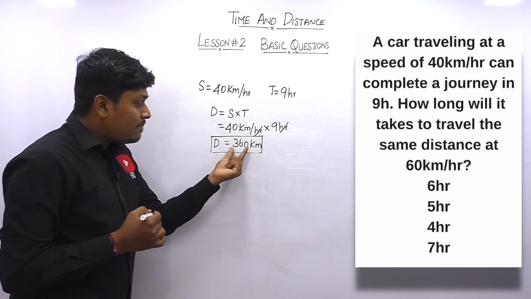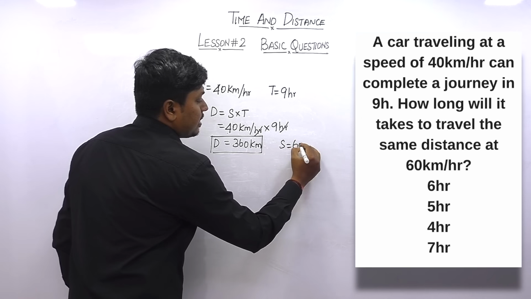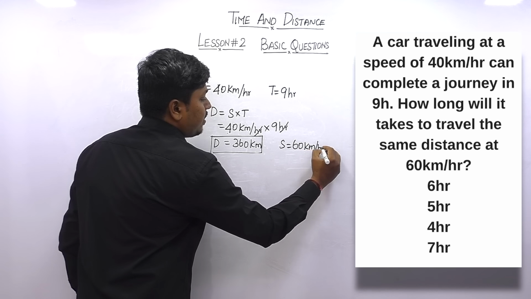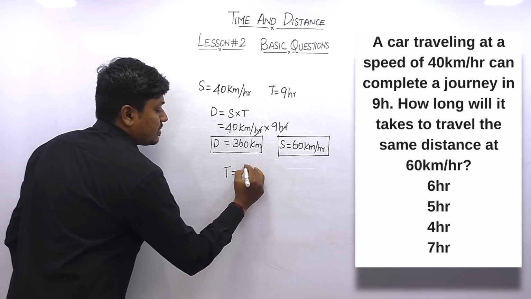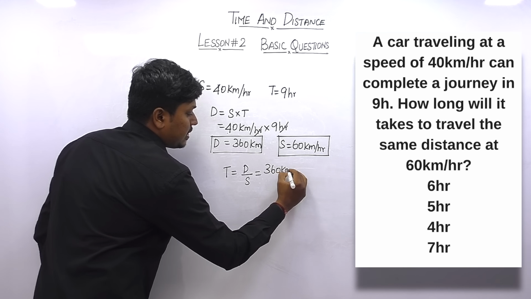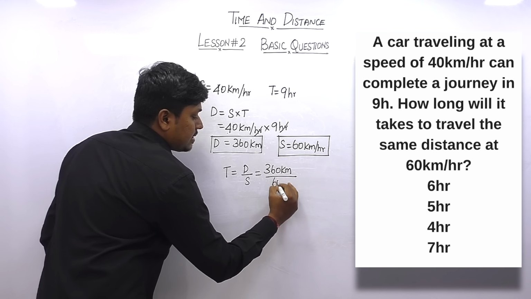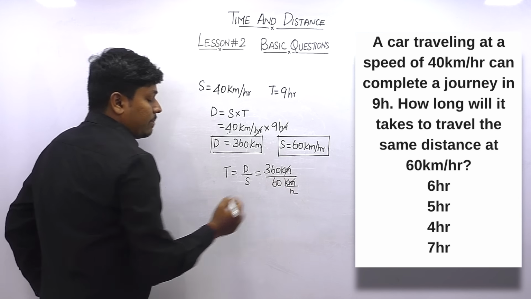And now the same distance they have to cover at the speed of 60 km per hour. So our target is to find the time. So time is equal to distance by speed. So distance will be 360 km, speed will be 60 km per hour. So here we can cancel kilometer and kilometer.